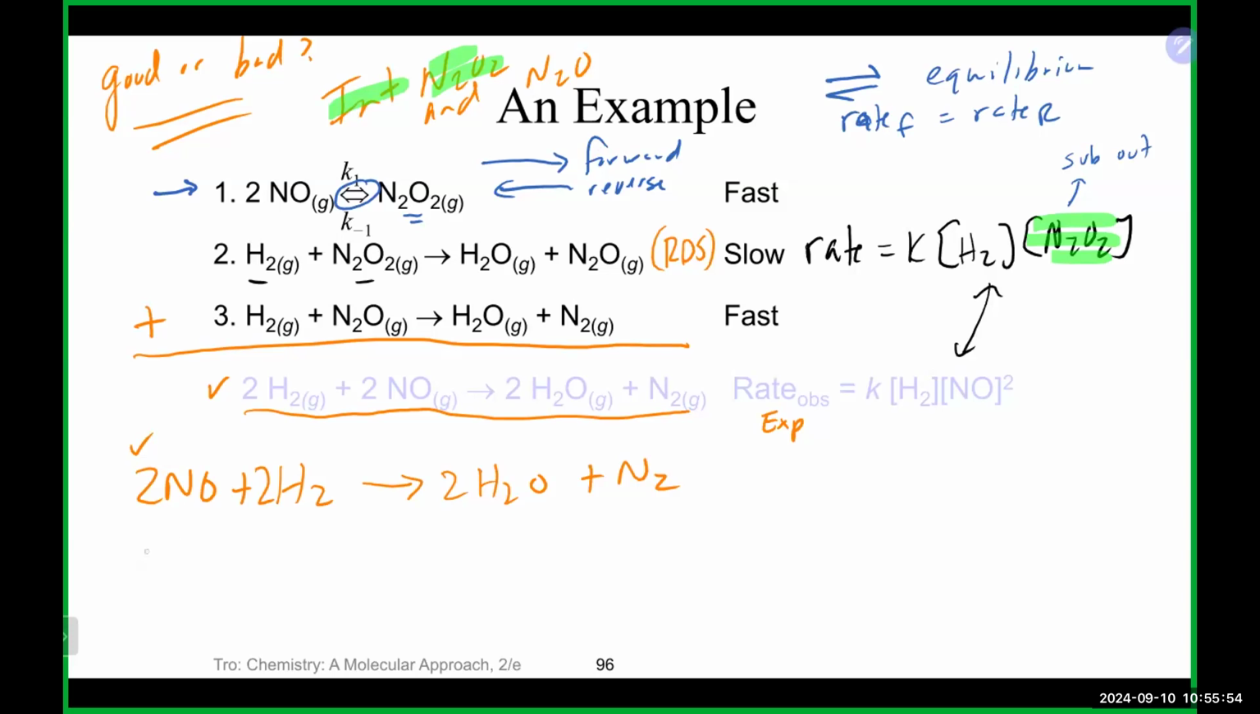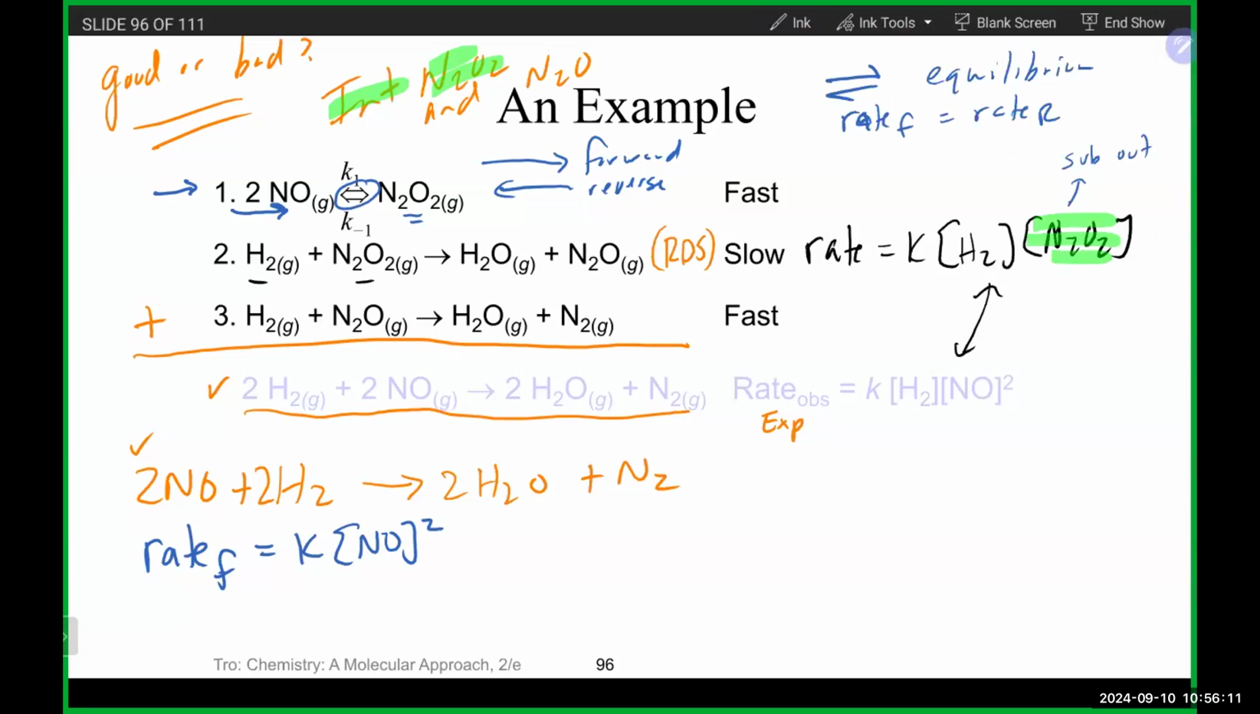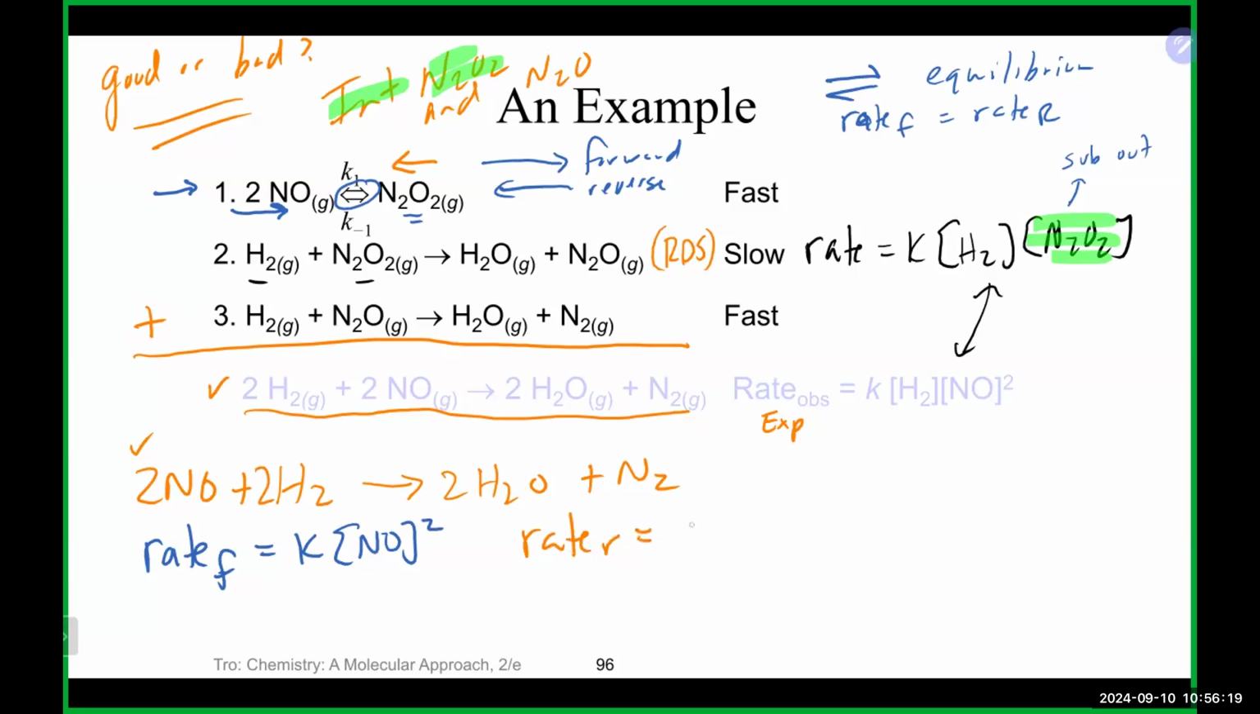So if we write the rate law for the forward direction, I'll put an F, that is going from reactants to products, we would get a rate law that k times NO, and we would square it, heading in this direction. If we write a rate law for the reverse direction, which is heading in this direction, the rate of the reverse reaction will equal k times the concentration of N2O2. First off, any questions on how I got that? That is all from step 1 in the mechanism. Basically, both of those rate laws can be achieved from that first step.